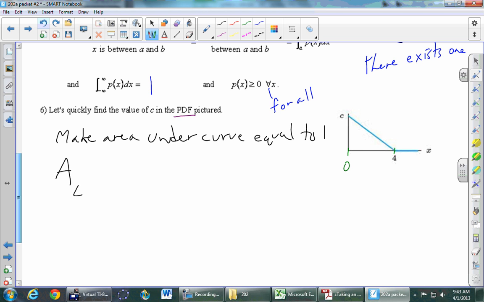Okay, so area of a triangle, we know half base times height. We are going to make the area of this triangle 1. Half of, what's the base? 4. What's the height? C. Now we find C. Did you do an integral? No. How much is C? Is that right? C is 1/2.